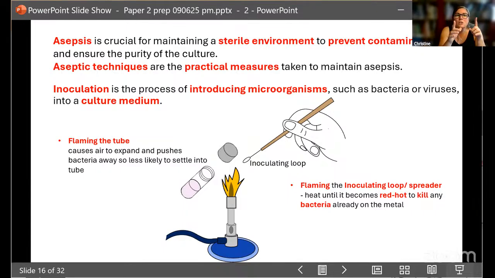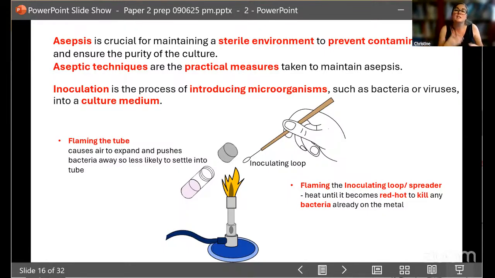Okay, back to what I was talking about. Flame the tube, flame the inoculating spreader. Also, you've got this convection current that's going to occur. If you've got a Bunsen going on, as that Bunsen is heating up the air particles around it, they're going to spread out more because they've got more thermal energy, which means more kinetic energy, more movement of those particles. They spread out, they become less dense, they rise up. As they rise up, that's going to pull colder air in to replace the air that's just gone up. So you end up with this convection current.